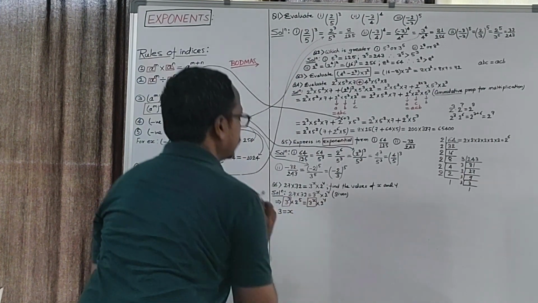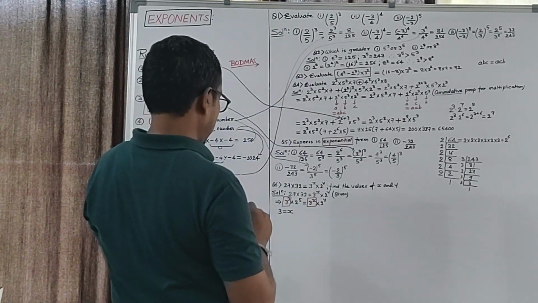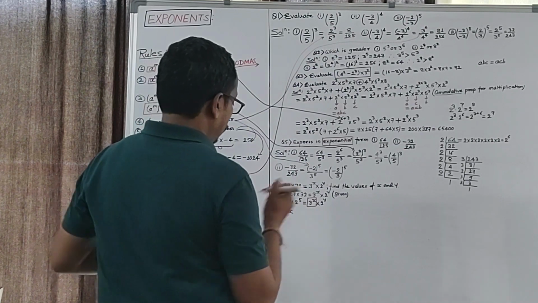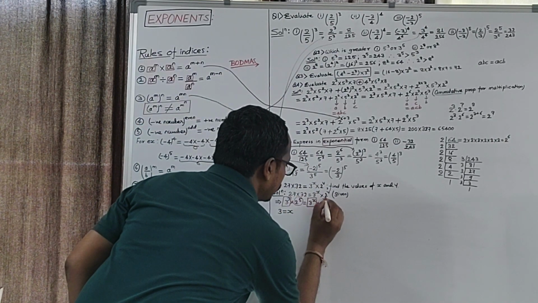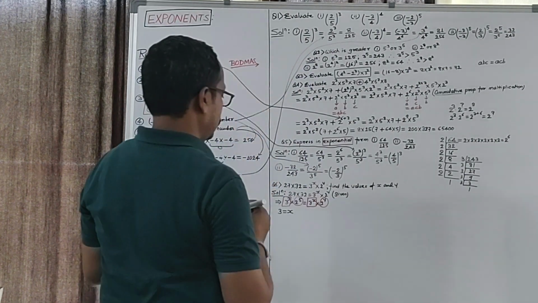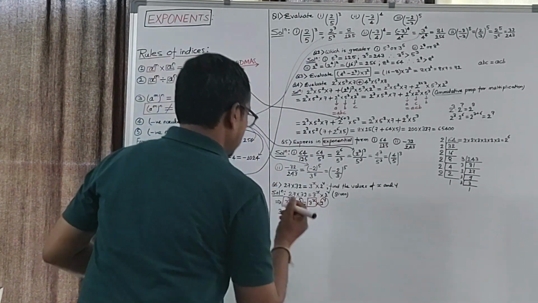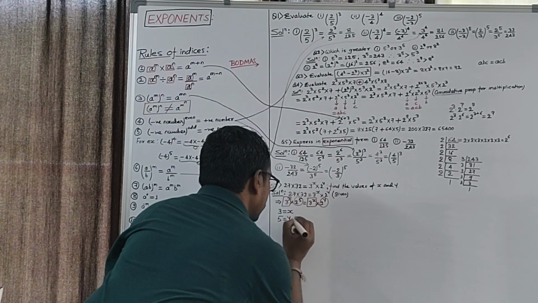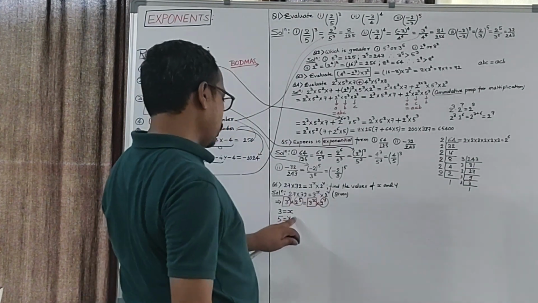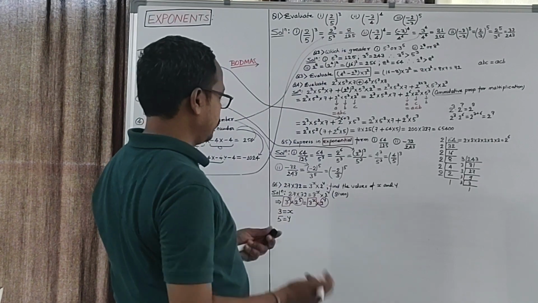That means the value of x is 3, right? So similarly, I am making it round: 2 raised to the power 5 and 2 raised to the power y. So 5 equals y. Okay? So this is the answer. Value of x is 3, value of y is 5.